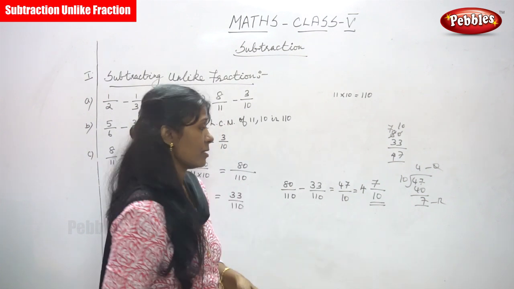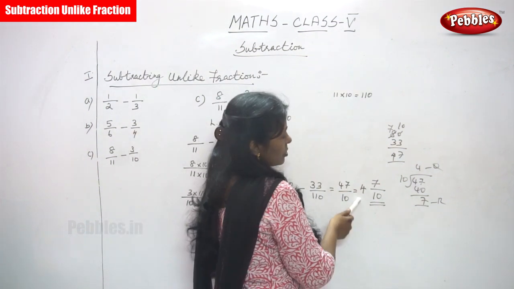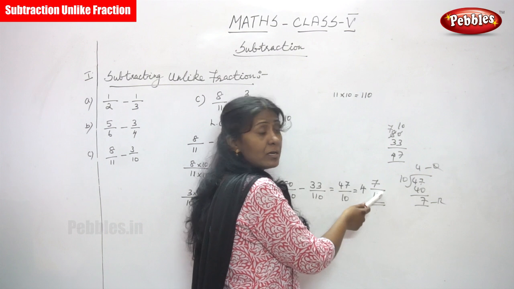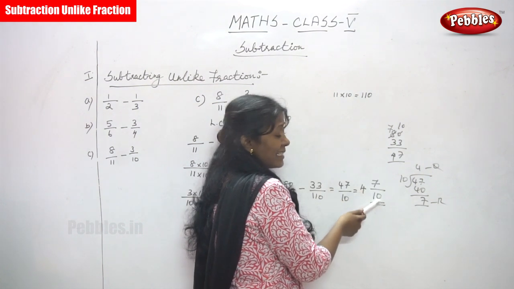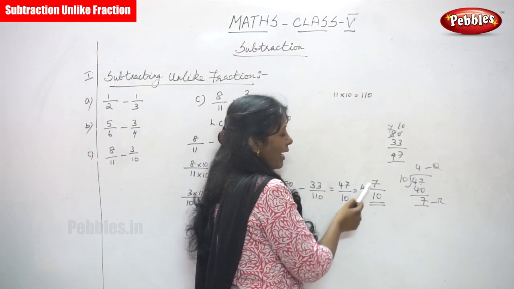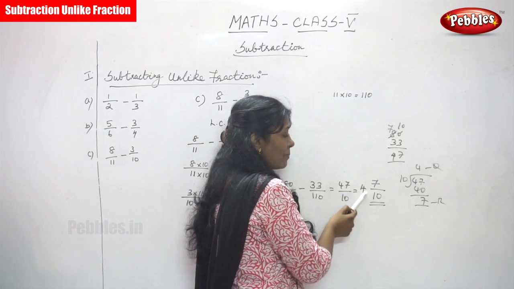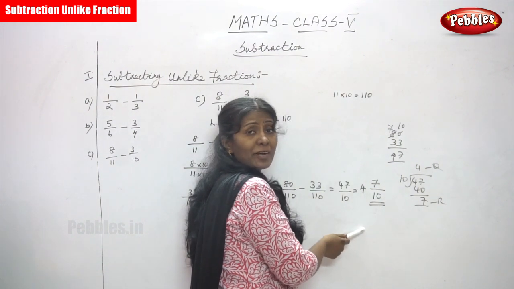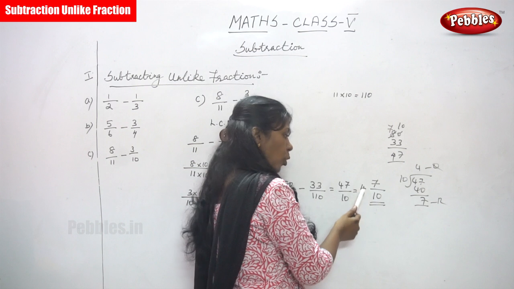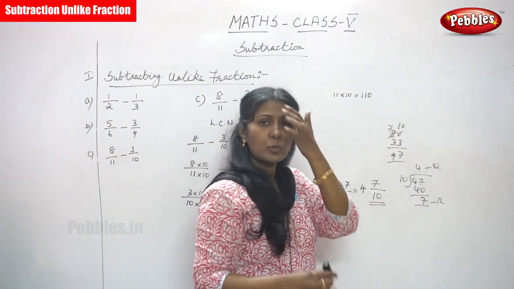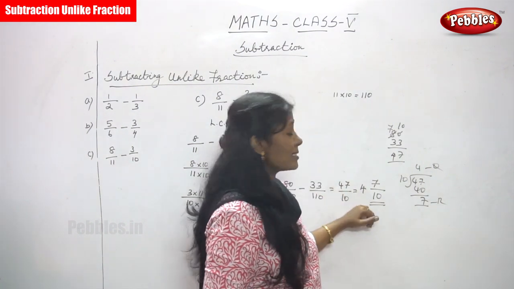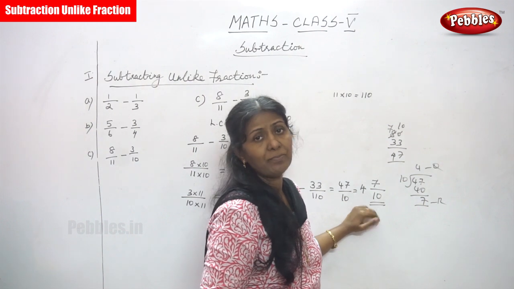4 and 7 by 10. 4 is the whole number, and 7 is the numerator, and 10 is the denominator. So in 4 and 7 by 10, this 4 is a whole number, 7 by 10 is a proper fraction. So composed of a whole number and a proper fraction, you get the mixed fraction. So the answer is 4 and 7 by 10. This is the right answer.